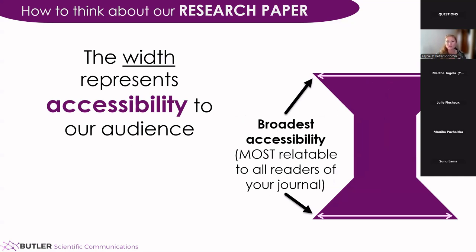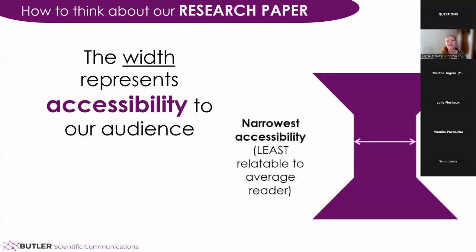The most accessible portions of the paper are located at the start of the introduction and at the end of the discussion. These will be the parts of your paper that are the most accessible to all of the different readers of your journal. And in the middle, the narrowest portion is going to be the least accessible portion of your paper. This is the part that is going to relate to the least number of readers and is going to be most accessible basically to the experts in our field.